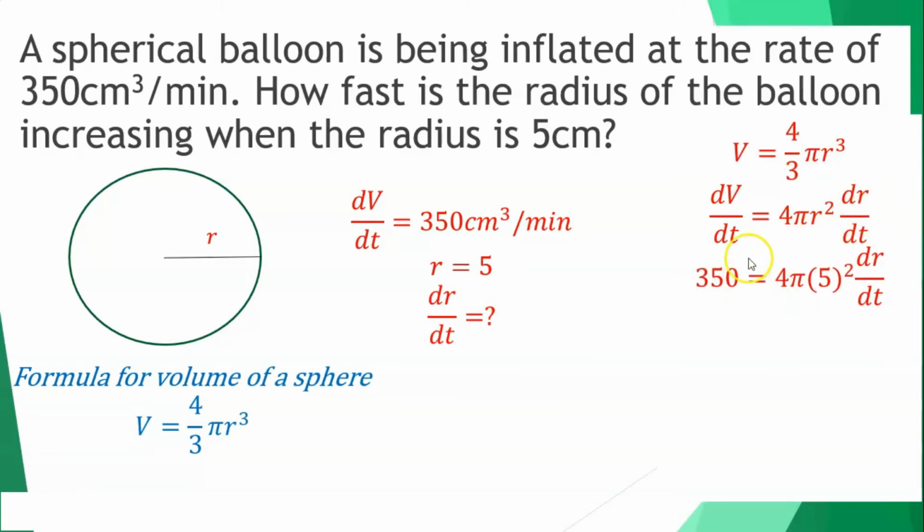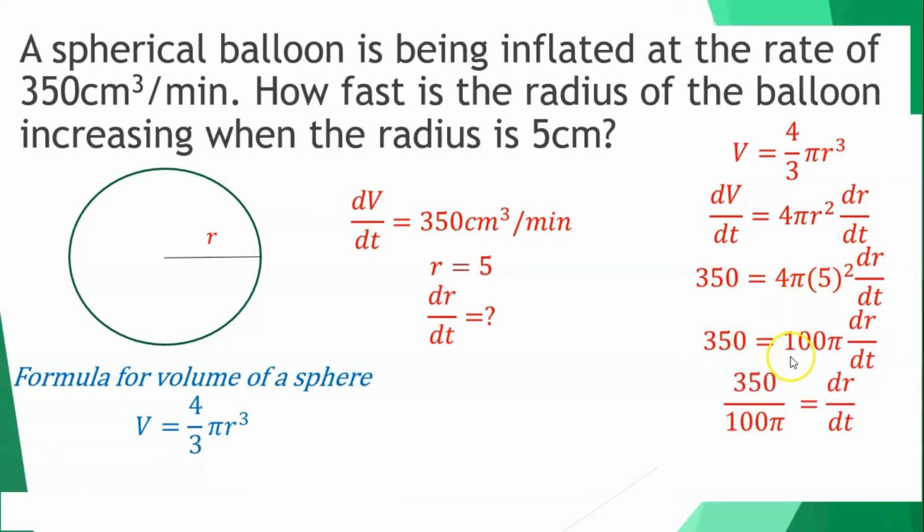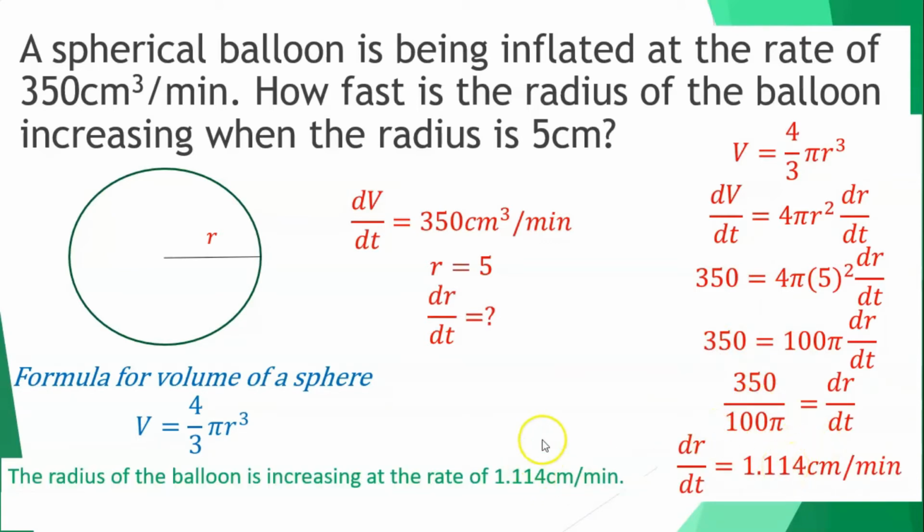Now, at this point, let's substitute. dV dt is 350. 4 pi, our r here is 5 squared, dr dt. 5 squared, that's 25 times 4. So, that would become 100 pi. Now, simplifying both sides, so our dr dt here is approximately 1.1 centimeters per minute. So, therefore, the radius of the balloon is increasing at the rate of 1.1114 centimeters per minute. Okay, another example.